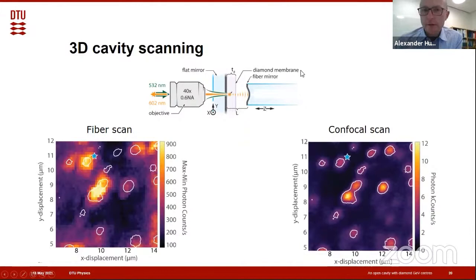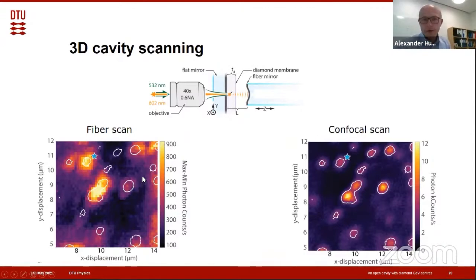All right, so the next challenge one has to face is to locate emitters in that system with the cavity integrated. It's not just about addressing the emitter, but about tuning the cavity resonance onto the emitter and at the same time fixing the cavity length. So what we have implemented is what we call a 3D cavity scan. For each position in the transverse plane, we also scan the cavity length, record the maximum counts at the emission line, and plot this again in such a color plot here.